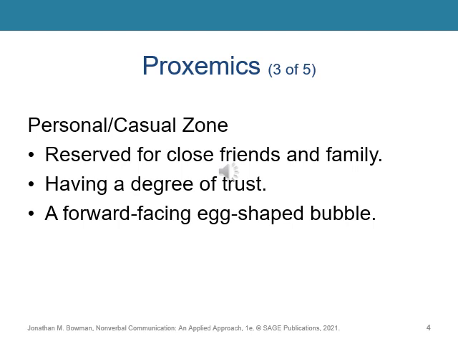It is only because we have a degree of trust that we allow someone to get so physically close to us. The presence of the other is not as overwhelming as in the intimate zone. The personal/casual zone looks like a forward-facing egg-shaped bubble. The zone is described as an egg-shaped bubble surrounding each person, as our sense receptors typically face forward.